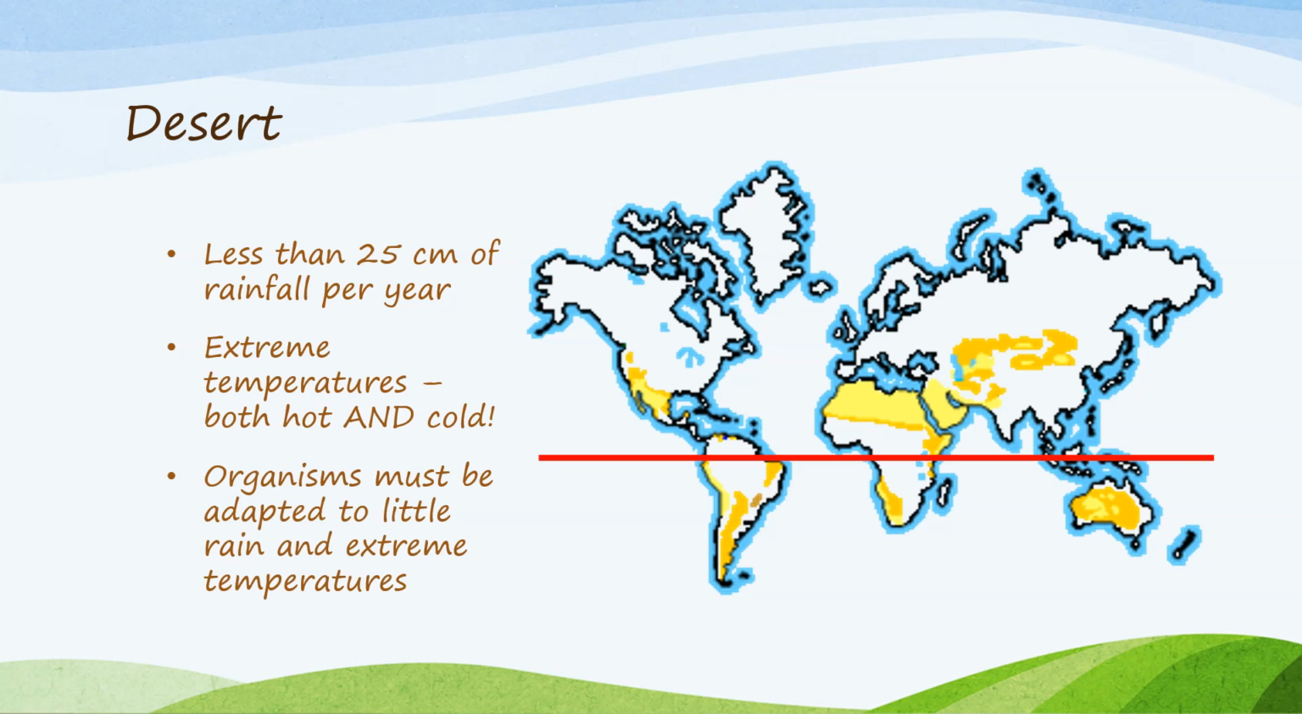Also, organisms that live here are very special. They need to have special adaptations or special features about their bodies that help them to survive the very small amounts of rain, as well as the very extreme temperatures of both hot and cold. So organisms that live here, you're not going to find in other parts of the world because they have special adaptations that help them just live in the desert to survive the little amounts of water and the extreme temperatures.